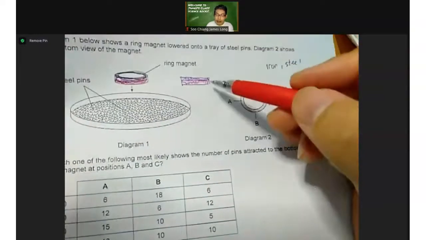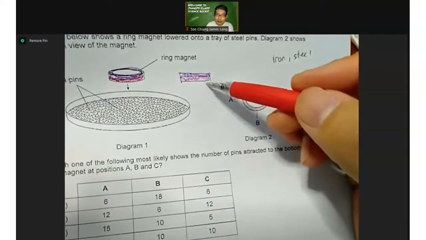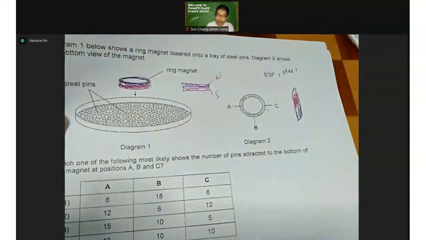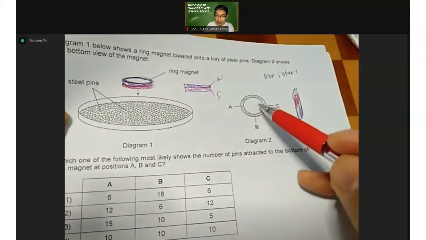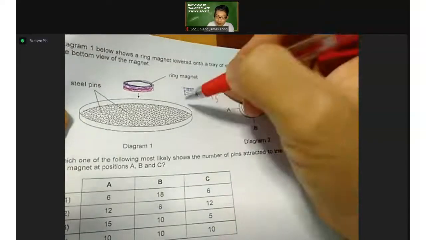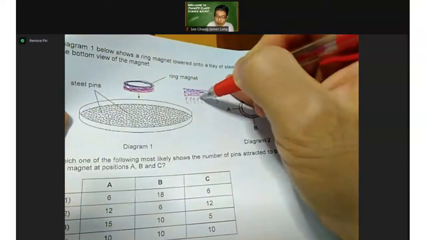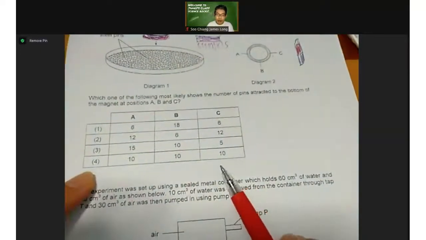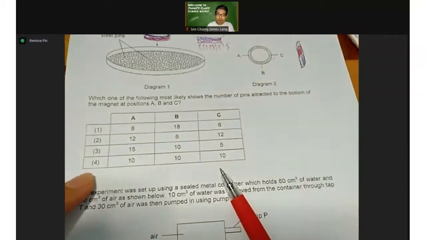Something like a north on top and south below. If that is the case, if that's the understanding, then you should see that the number of pins attracted to the bottom will be the same. So therefore the answer here is number 4. Now stay on more to the end. I'll do a bonus experiment to show you this.